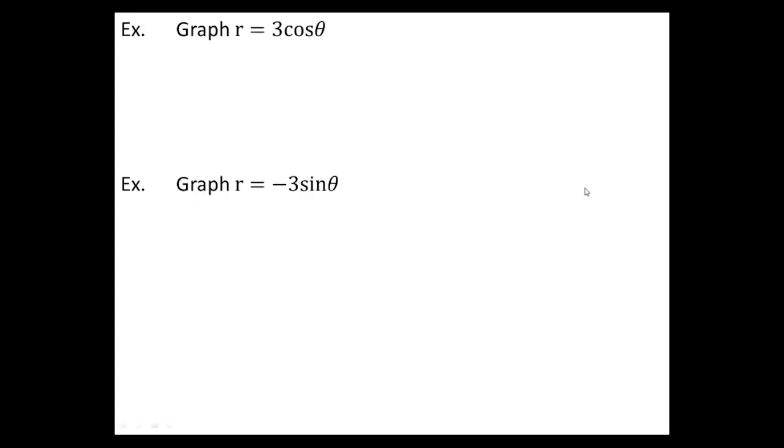Speaking of which, let's go ahead and give that a try. So hopefully you found some graph paper, some polar graph paper. Here are 2 examples. Why don't you go ahead and give these a try on your own and then hit play when you're ready.